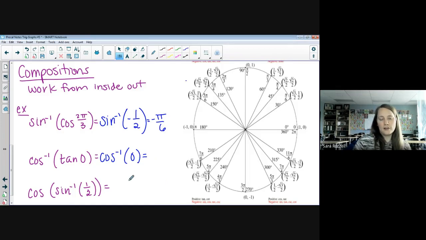Now I bet y'all can write down your answer. When is cosine 0? Dalen said it. Pi over 2. Right. X value is 0 at pi over 2. Give this last one a shot, and then we'll see if y'all get it right. So work on the inside first. When is sine 1/2? And then figure out what cosine of that angle is.